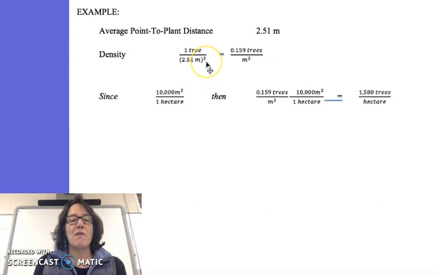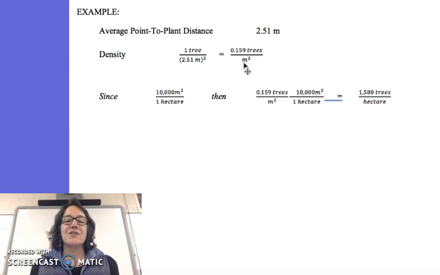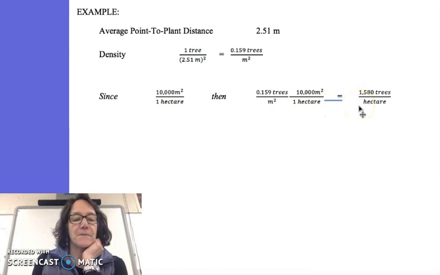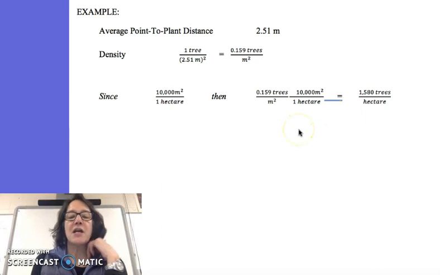I'm going to square that since we're talking about the area of trees. And so I get the number of trees that I have per meter squared, but because density is number of trees per hectare in this case, we are going to take the reciprocal value of that to get the number of trees per hectare and do a conversion from meters to hectares.